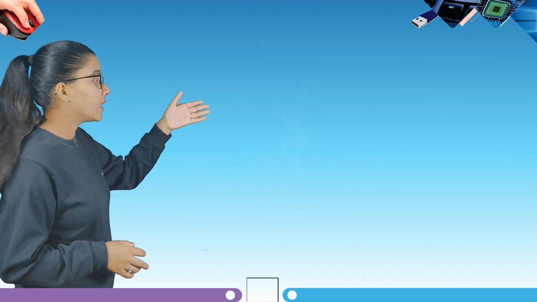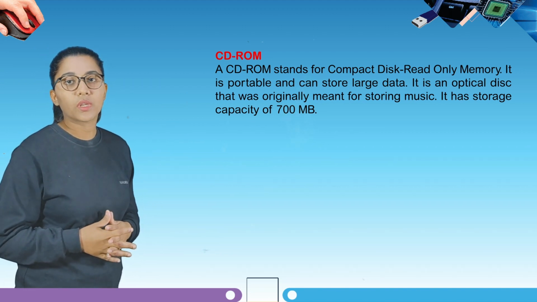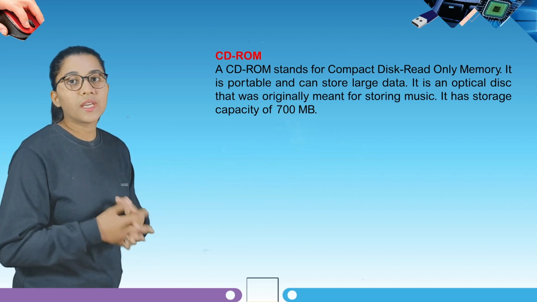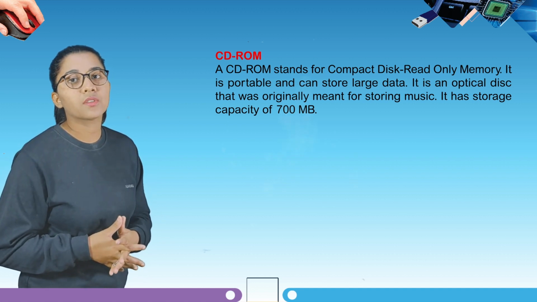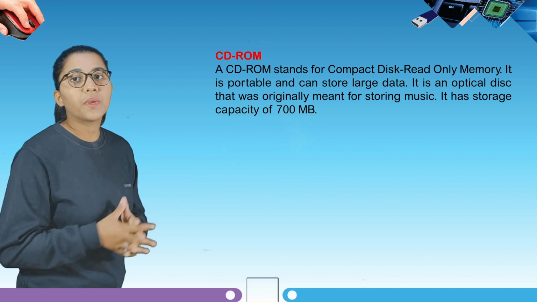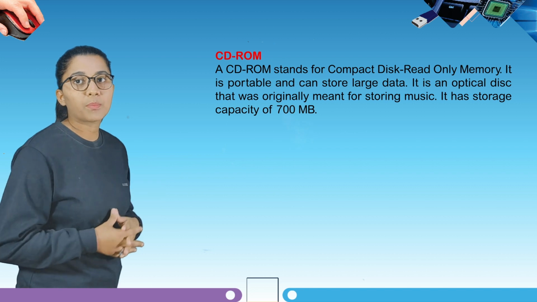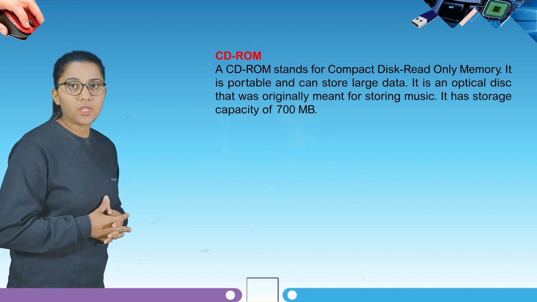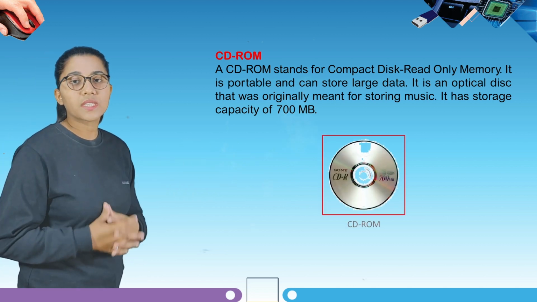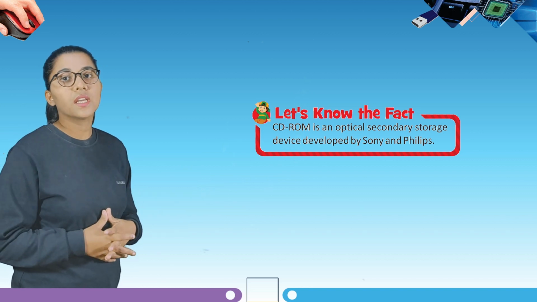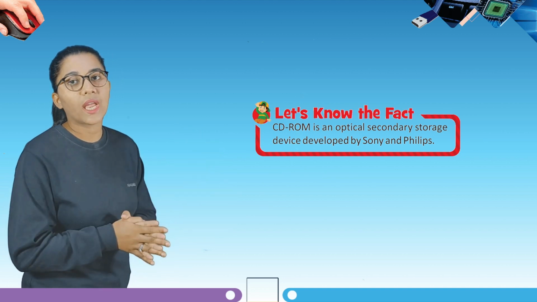Now next we have CD-ROM. You can even store data in a CD. Let's learn about it in detail. CD-ROM stands for Compact Disc Read Only Memory. It is portable and can store large data. It is an optical disc that was originally meant for storing music. It has a storage capacity of 700 MB. So students, you can also see the picture of a CD-ROM here. Now it's time to know an interesting fact. CD-ROM is an optical secondary storage device developed by Sony and Philips.